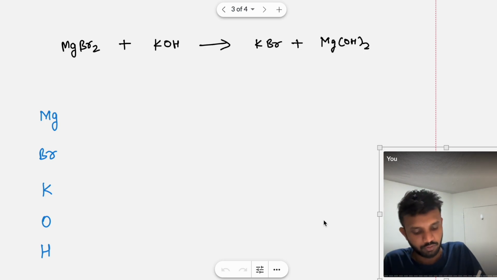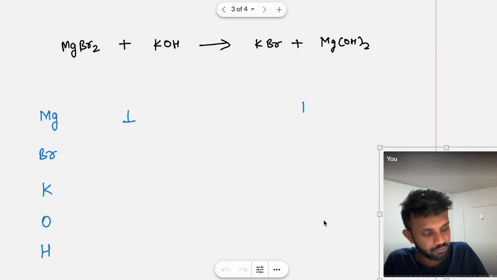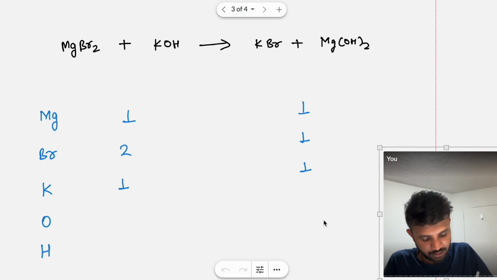So now the number of magnesium on the reactant side is 1 and on the product side is also 1, right? The number of bromine on the reactant side is 2, and 1 on the product side. Potassium is 1 and also 1 on the product side. The number of oxygen on the reactant side is 1.